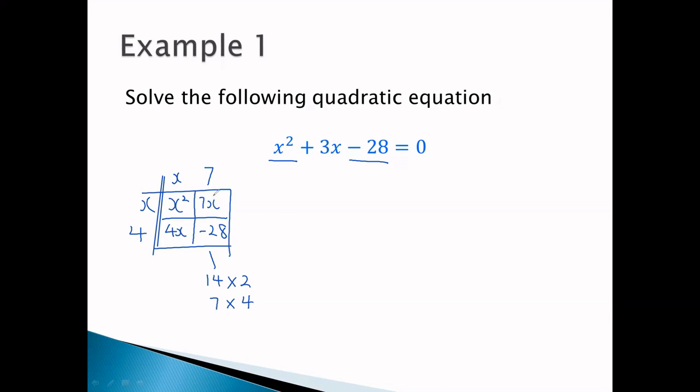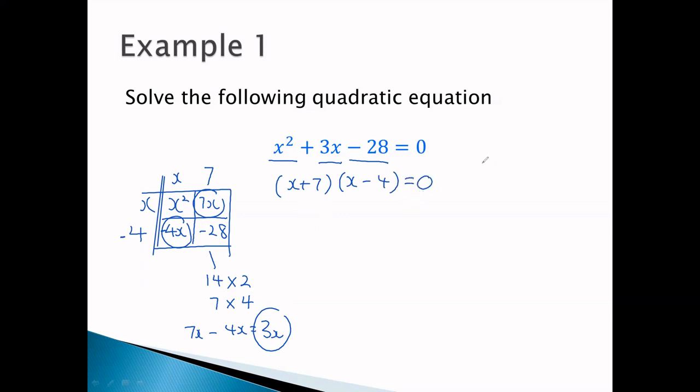Now, remember again that I have to add these two up, right? But right now, I have to put a negative on one of them. Now, the answer is 3x here. So I guess I have to put a minus here and a minus here. So 7x minus 4x, when you add these two up, you get 3x. And this answer has to be the same as this middle term here. And it is correct. So right now, x plus 7, x minus 4 equals 0.